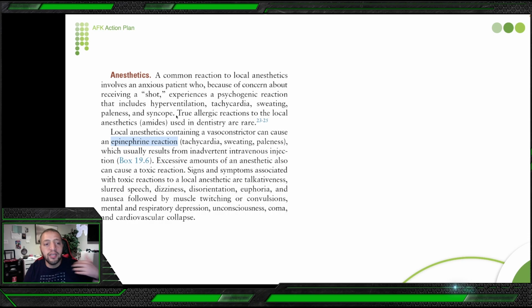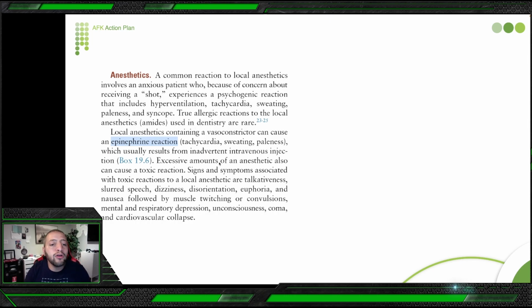So this is how I would suggest you think about it. You pile the emergencies to a trigger, and then you differentiate between the emergencies according to the wording in your question. True allergic reaction to LA amides used in dentistry is rare. However, LA containing a vasoconstrictor can cause an epinephrine reaction, which is tachycardia, sweating, and paleness, usually resulting from inadvertent intravenous injection. Meaning, sometimes when we give the inferior alveolar nerve block, you might go very close to a vein, and the solution goes rapidly into your bloodstream, leading to this epi reaction, which is tachycardia, sweating, and paleness.